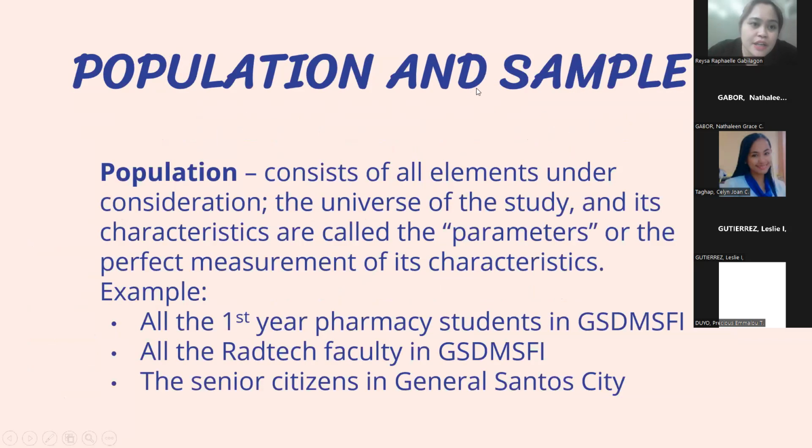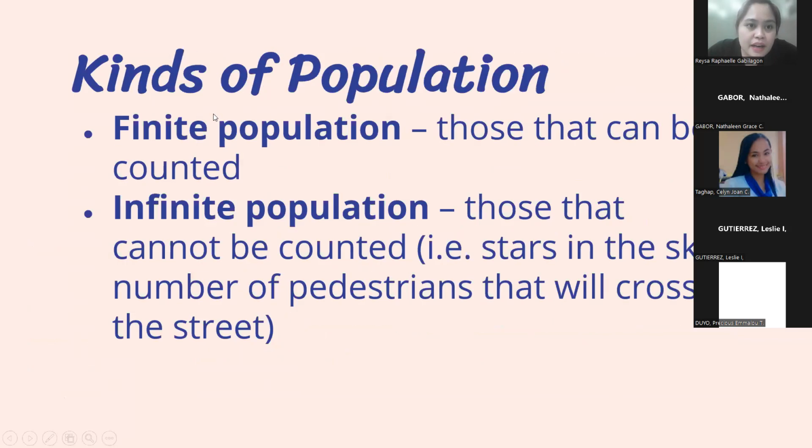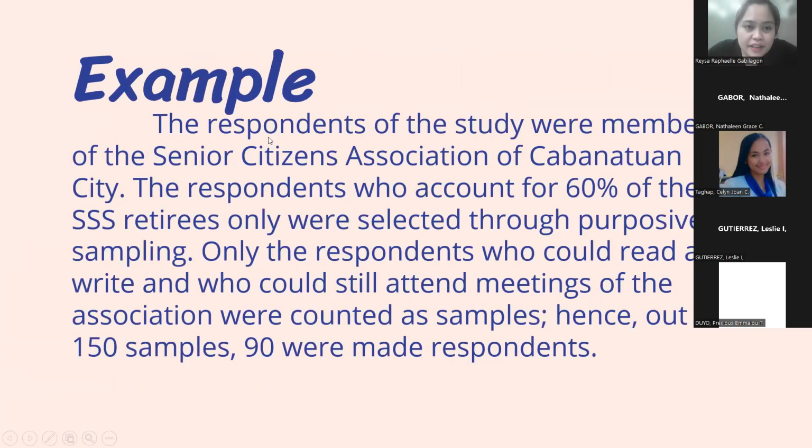Okay? So, just like this one, wait lang ha. Skip ko lang. Nasaag ang ako ang slide. This should be the next one. Ito yung example ng sampling technique. So we have here the respondents were really identified that the respondents were the members of the Senior Citizens Association of Cabanatuan City. Okay, and then they have provided descriptions of these respondents. And then aside from that, they have identified also the sampling technique that they used. We have here purposive sampling.